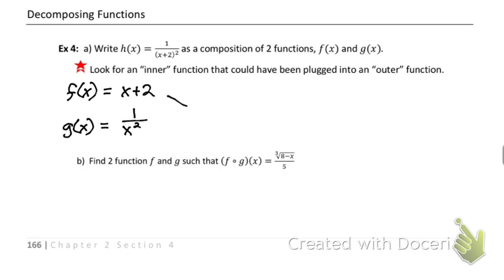So the way to put these back together would actually be g of f of x, because I need to take f of x and insert it in there to make it work. The other direction would be taking this and plugging it in for there, which wouldn't make sense because then I would have 1 over x squared plus 2. So order matters, which we would write as g of f of x.